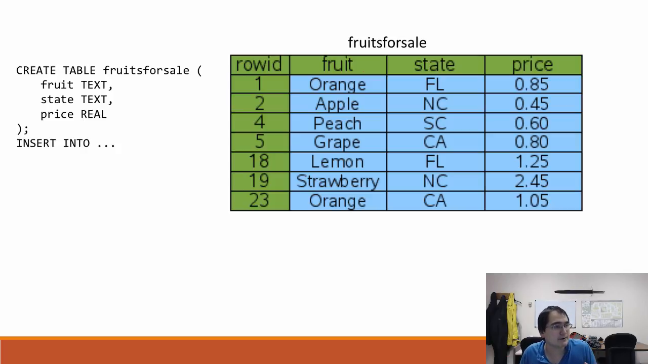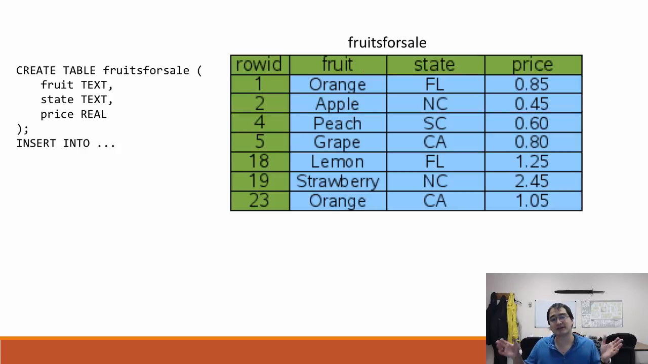Okay, so this table has 3 columns: fruit, state, and price. And it looks like it has 4 because there's this secret hidden column called row ID that SQLite made on my behalf because I didn't actually specify an integer primary key as any of my particular columns. So it made one for me, and it's called row ID. And this table is always sorted according to the integer primary key, which in this case is row ID, and it's marked in green just to show that it's not a real column from the database, but it is there.